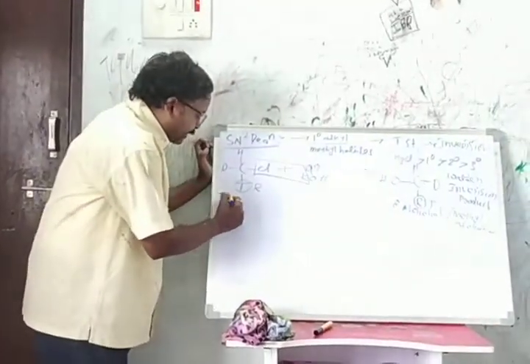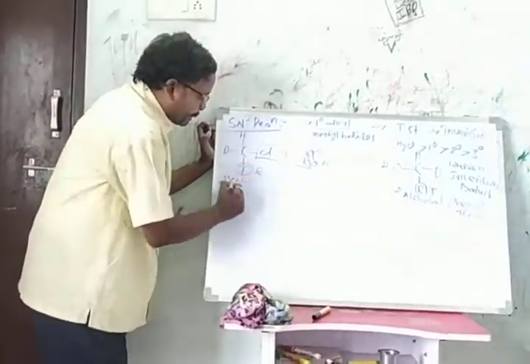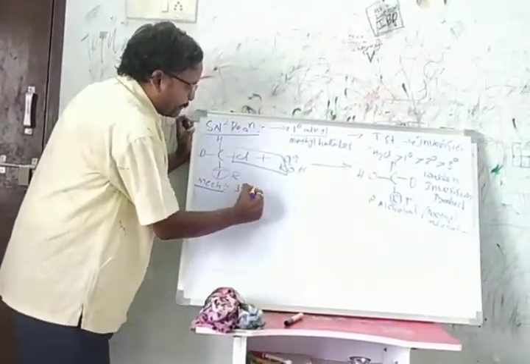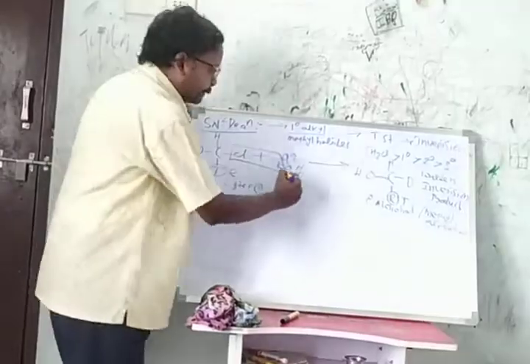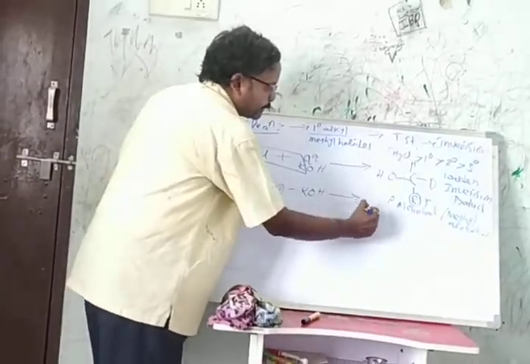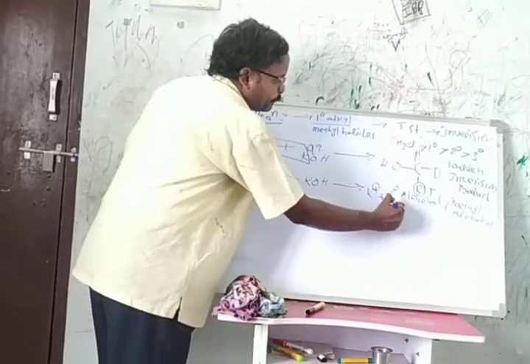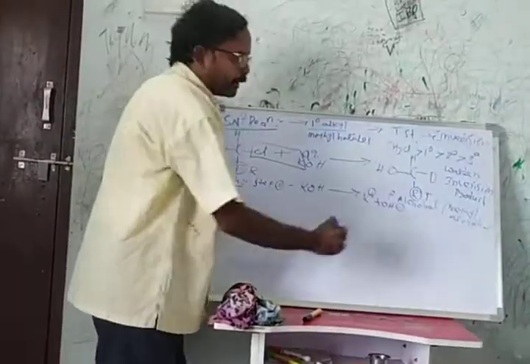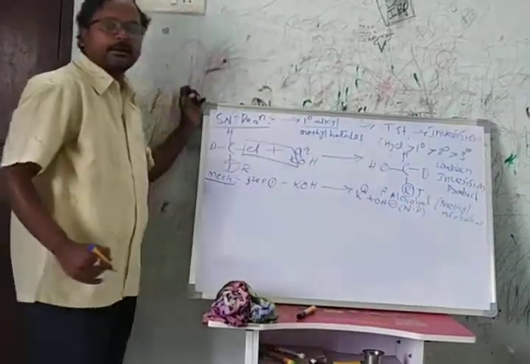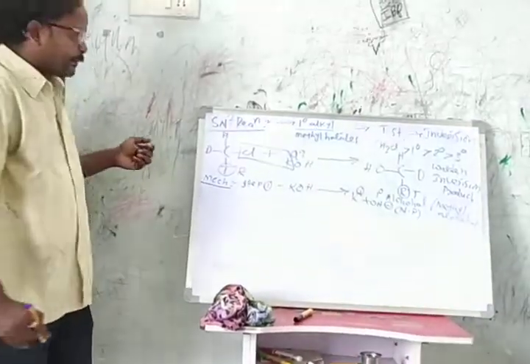See the mechanism for this reaction. Step 1: potassium hydroxide dissociates into K plus and OH minus. Here the OH minus ion is the nucleophile.